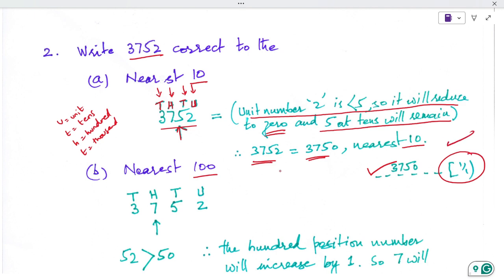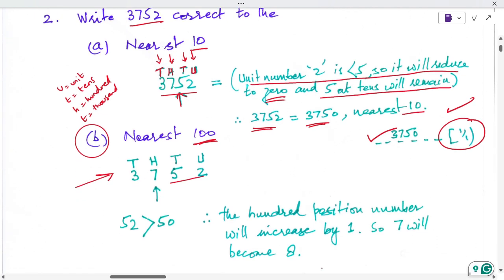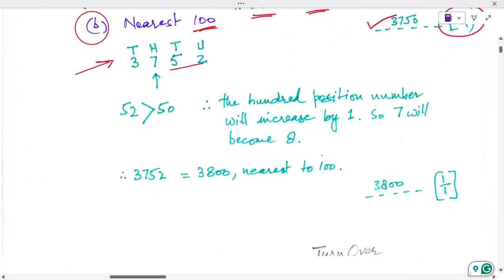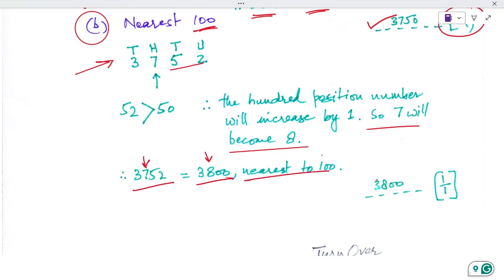In part B, the same number was to be written to the nearest 100, and when we look at 3752, 52 is greater than 50. So this 52 is going to give 1 to the 100 number, which is 7. So 7 will become 8, and 3752 will be written as 3800 to the nearest 100, and we write down the answer in the given space and score 1 mark.